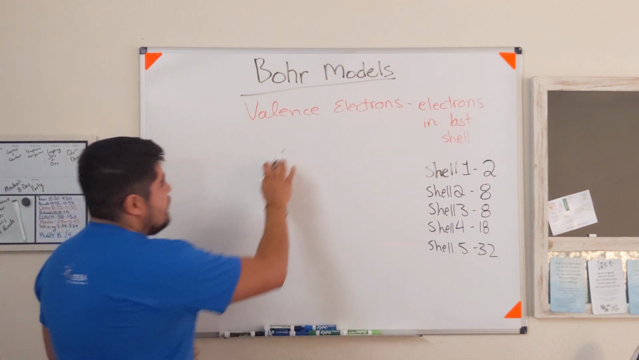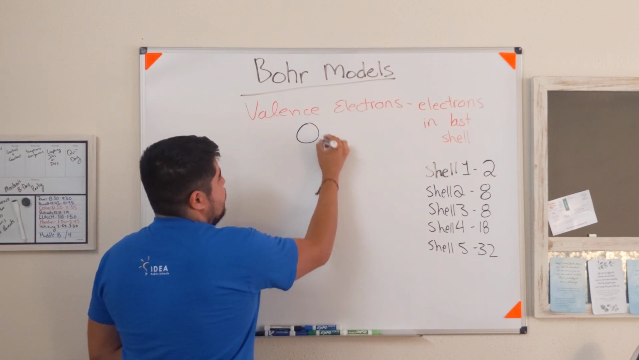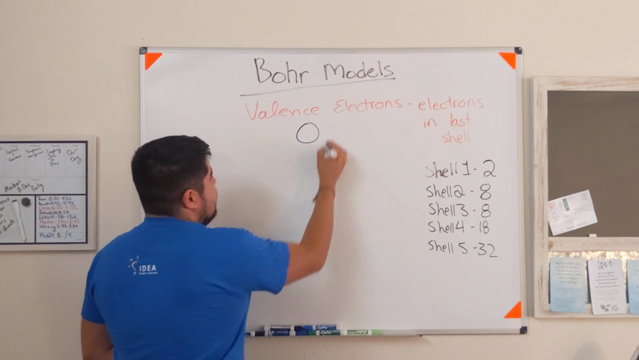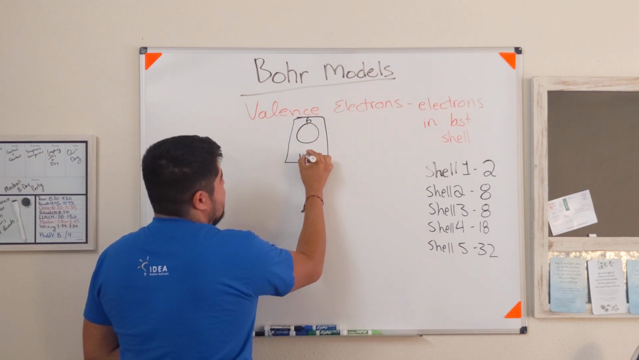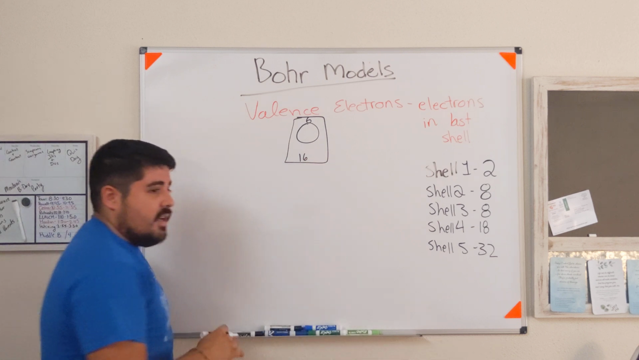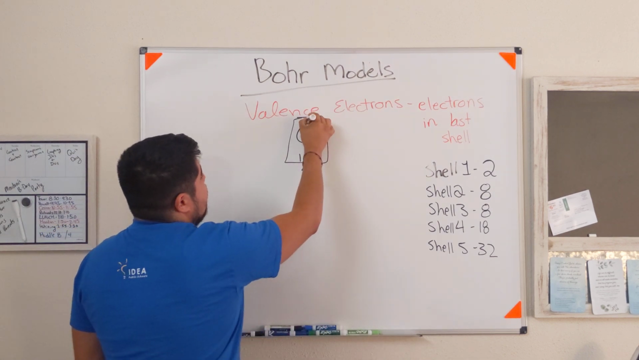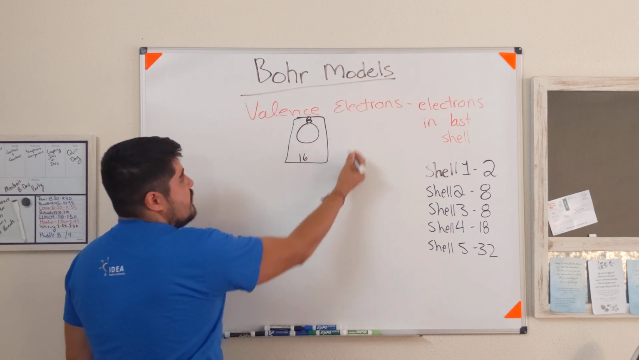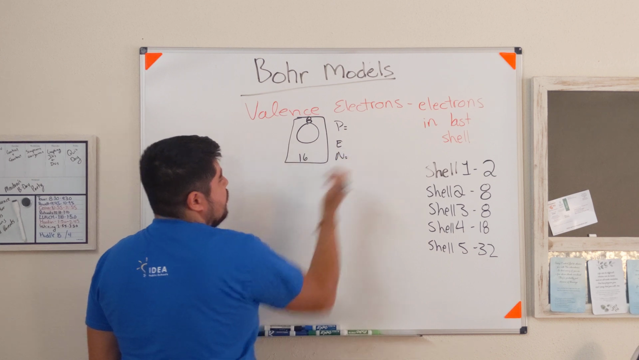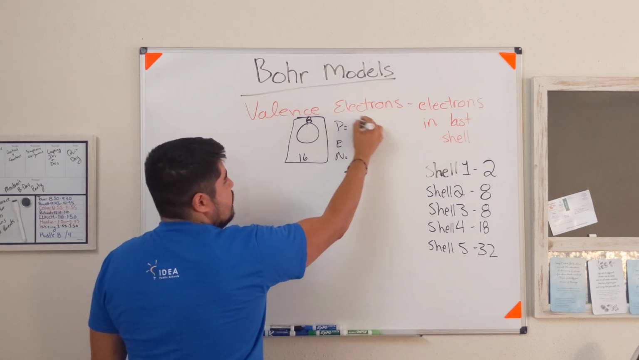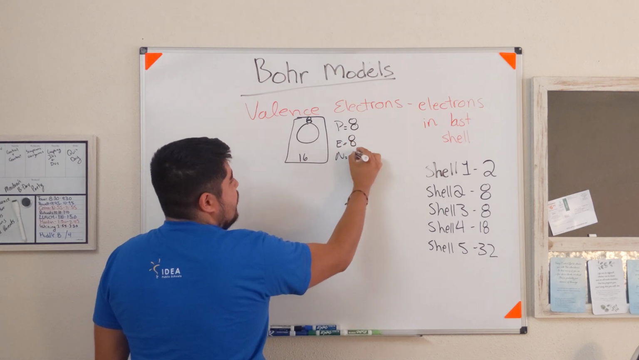Let's go back to a very simple element, oxygen. Oxygen here, we have an 8 here, and then we have a 16, 15.999, round that off to 16. So we break it down. Protons, the atomic number, is 8. Electrons is 8. And neutrons are 8.